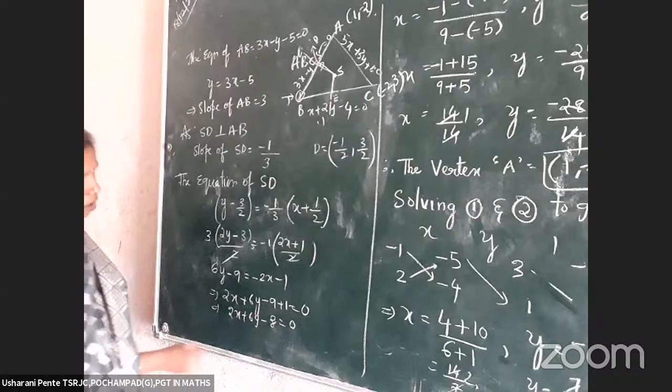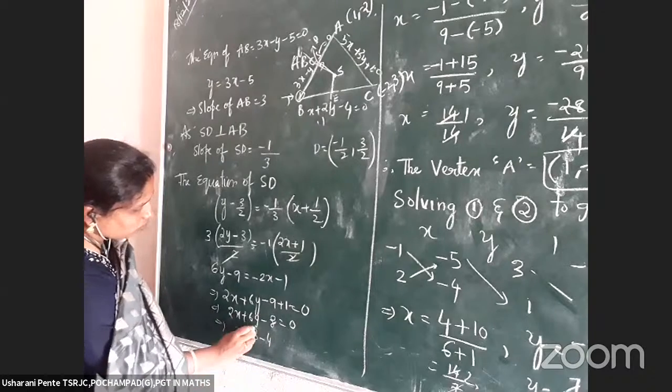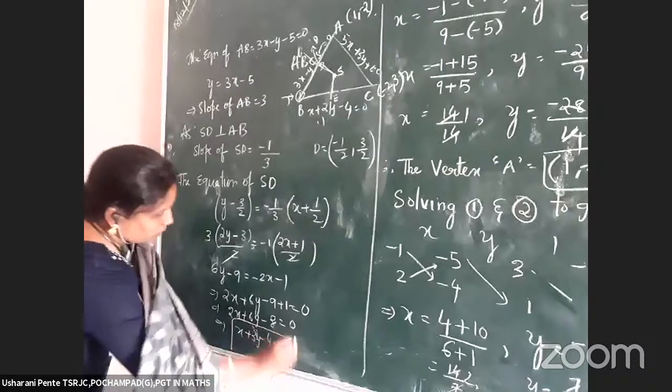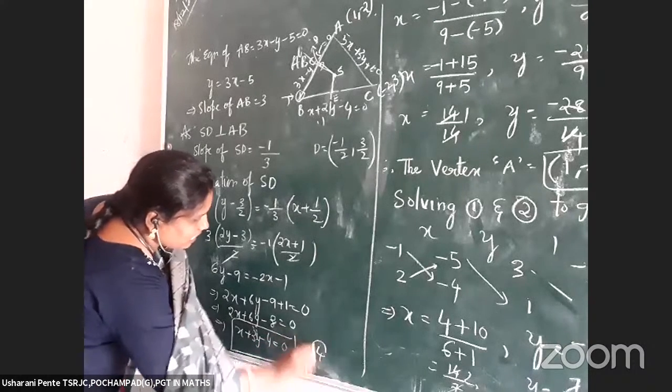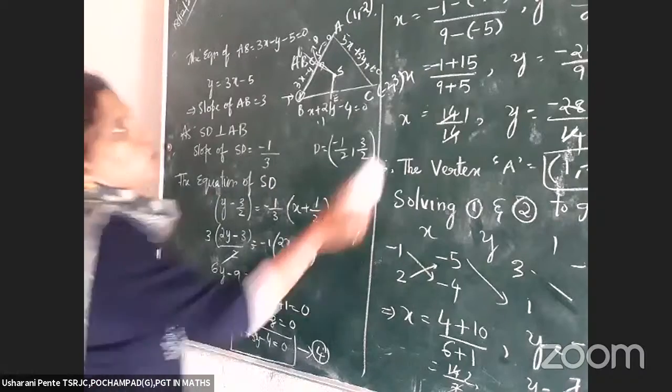If we take 2 common, what will we get? x plus 3y minus 4 is equal to 0. Put it as equation 4. Now, next thing, what do we need to do?